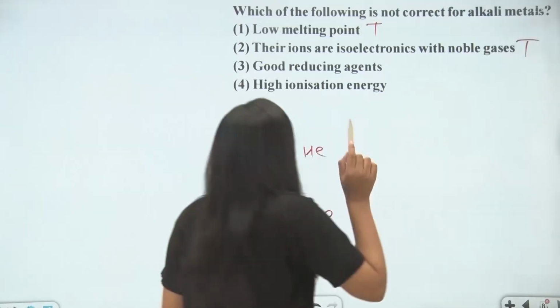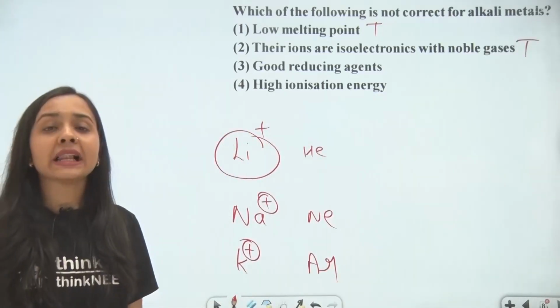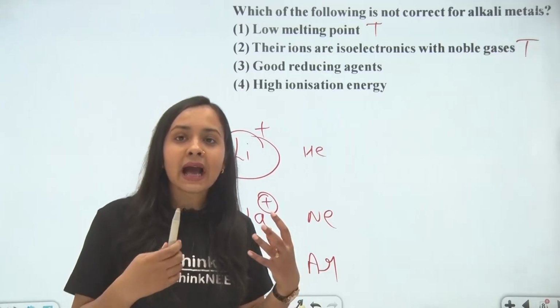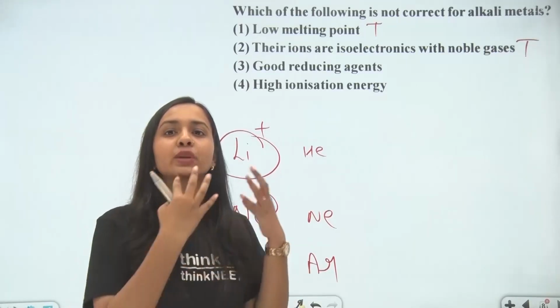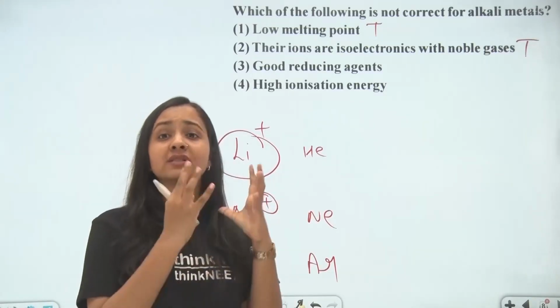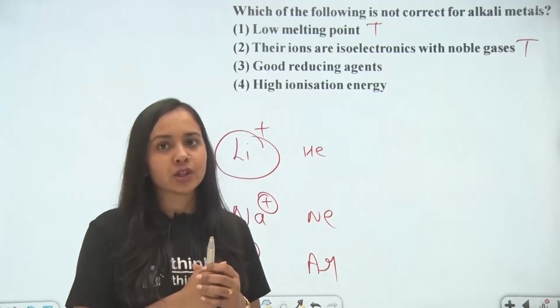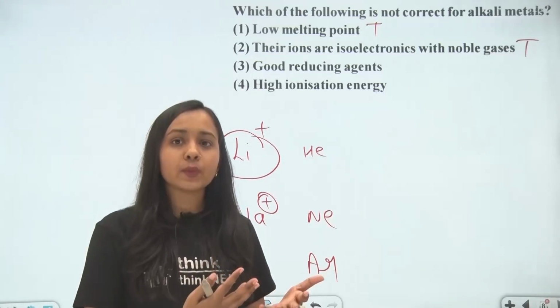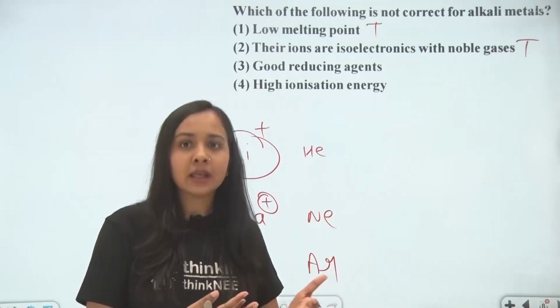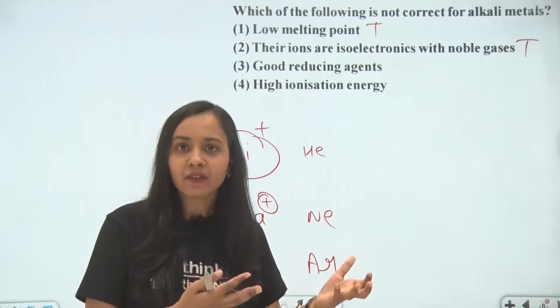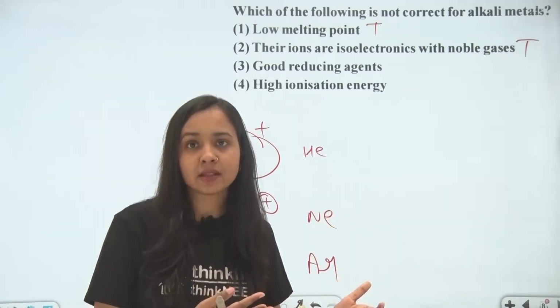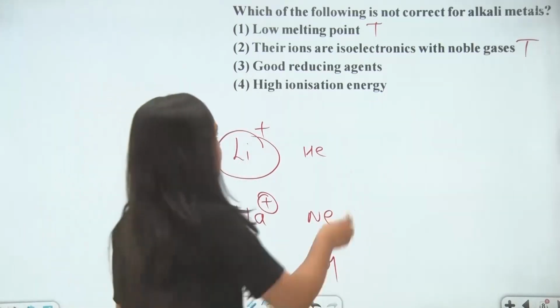Next is, they are good reducing agents. Yes, alkali metals are metals which can donate their electrons very easily because they want to attain noble gas electronic configuration. So if they release electrons very easily from their outermost shell, then we can say that they can behave as reducing agents. So yes, they are good reducing agents.